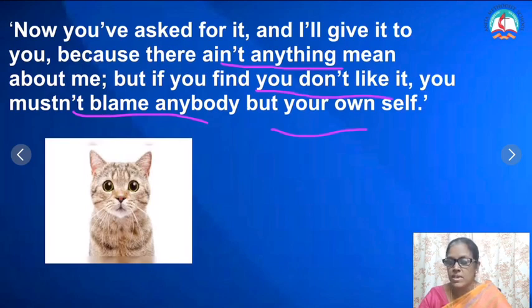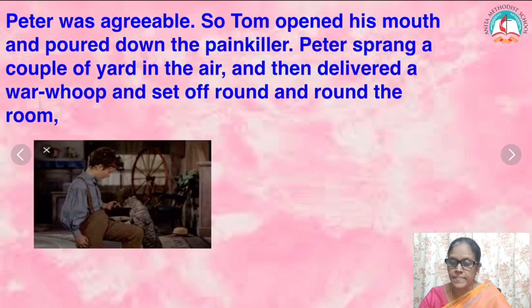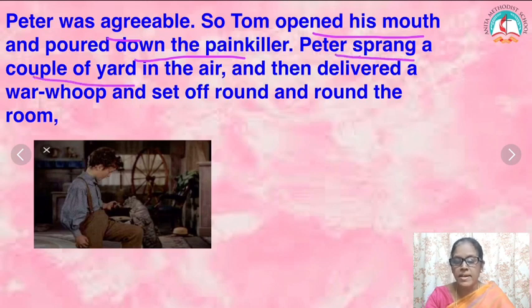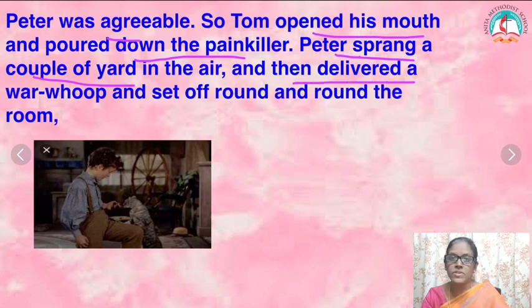So Tom is telling this to the cat. Peter was agreeable. So Tom, what did he do? He opened the cat's mouth and poured down the painkiller. Peter sprang a couple of yards in the air and then delivered a war whoop and set off round and round the room. Why do you think he went like this?